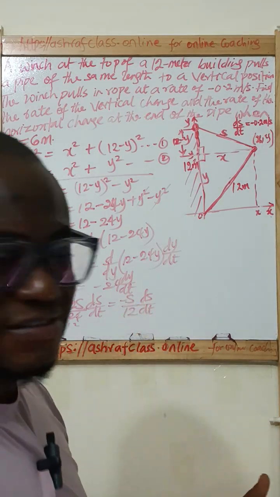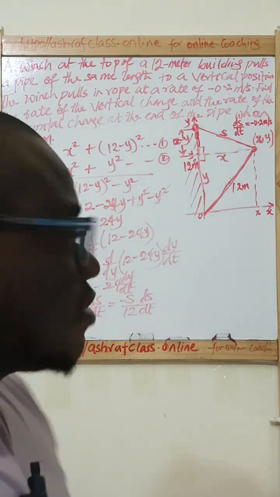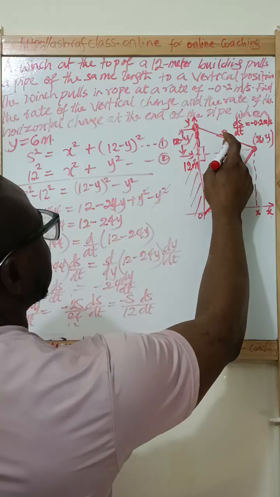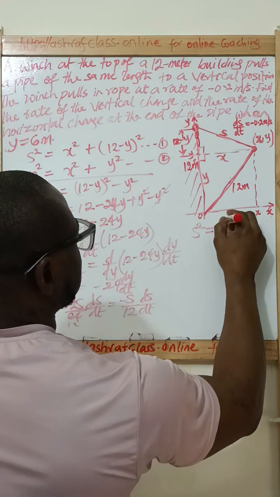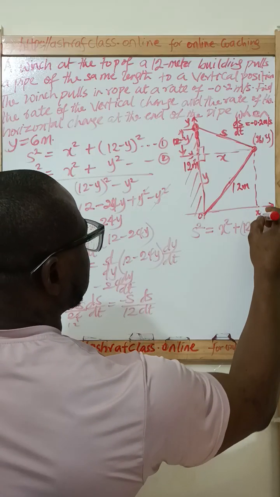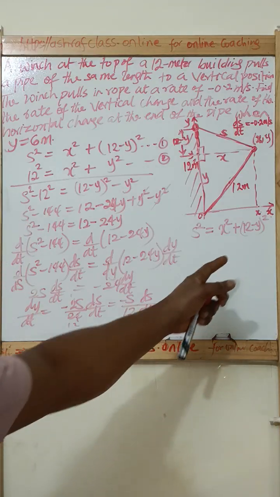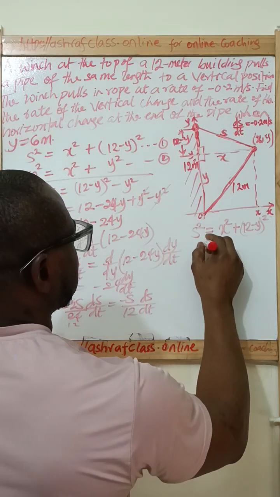But what is s? You can find s from here. We know that s squared is going to be x squared plus (12 minus y), everything squared. And then from here also, s squared is what?